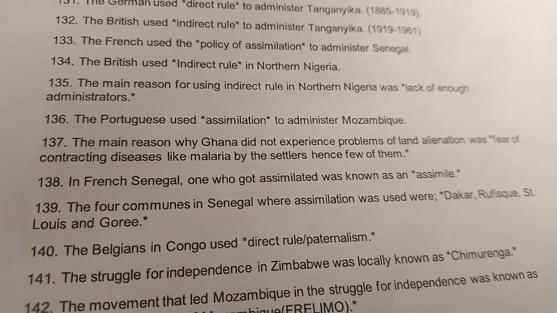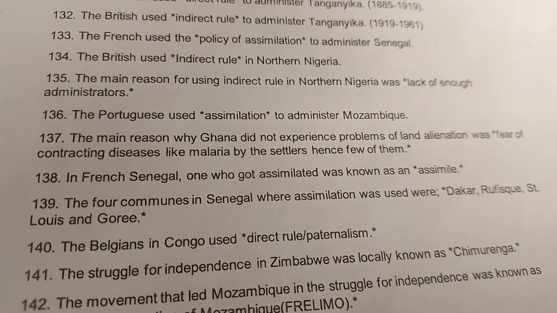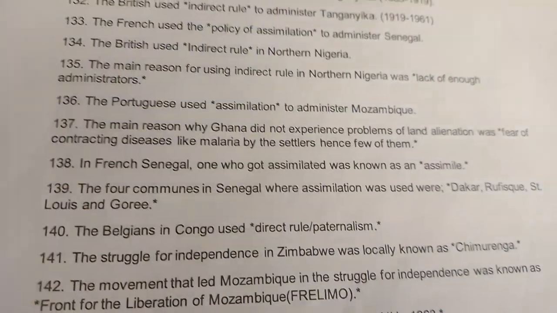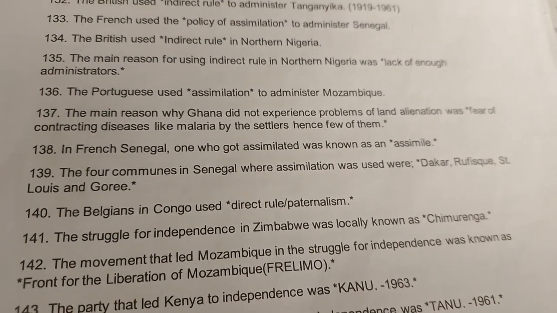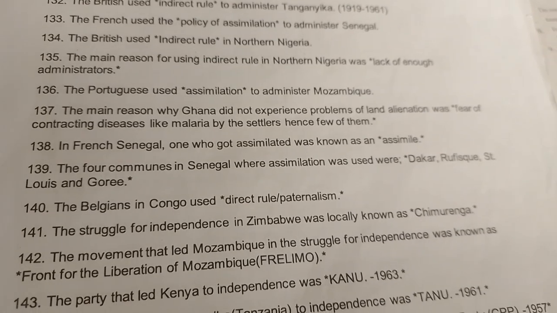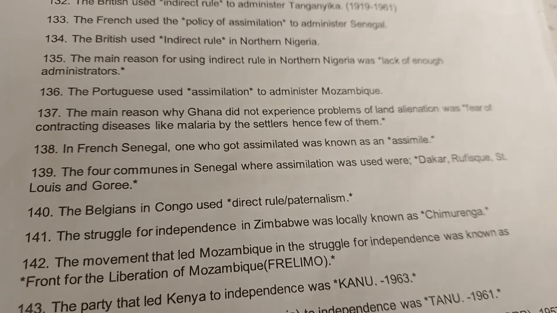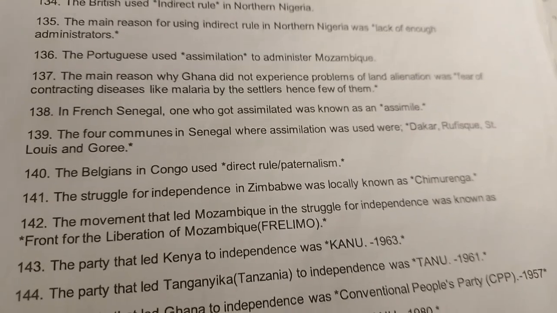The Chimurenga War, the struggle for independence in Zimbabwe, was locally known as the Chimurenga War. The movement that led Mozambique in the struggle for independence was known as the Front for the Liberation of Mozambique, Frelimo. We had Frelimo, or the Front for the Liberation of Mozambique.